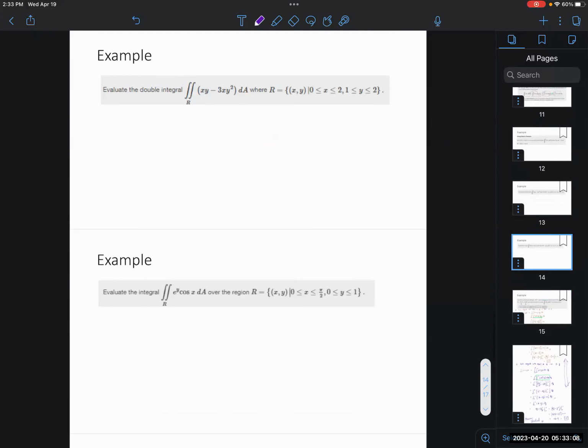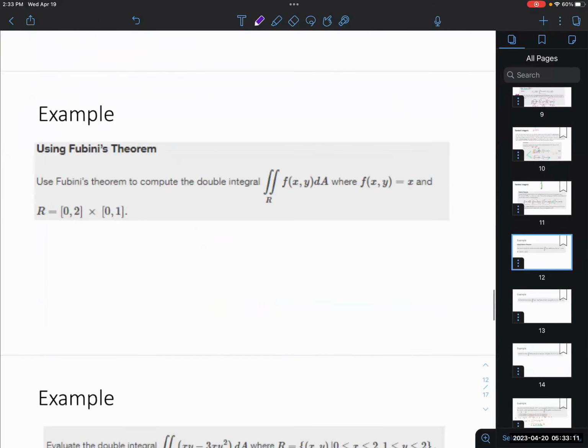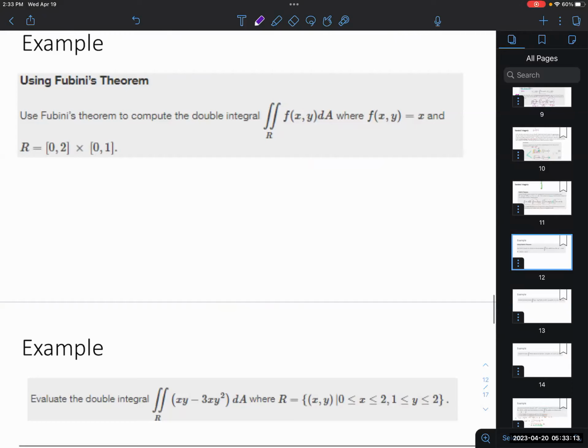So there are 3, but I'm going to do just 2. Maybe we could try this one. They say, find the volume. The function is x, a very linear function, and the first one is the x range, this is the y range. So we know Fubini, the order doesn't matter. You can do dx dy, or you could do dy dx. It's going to be the same, correct? So let's take a look at that information.